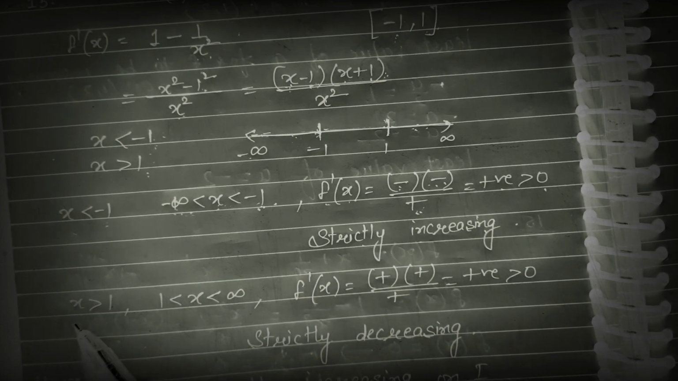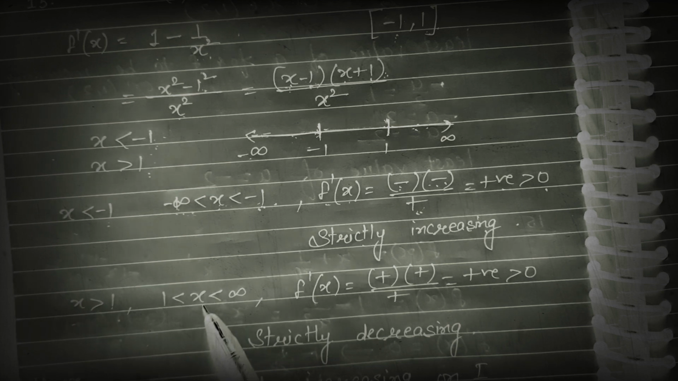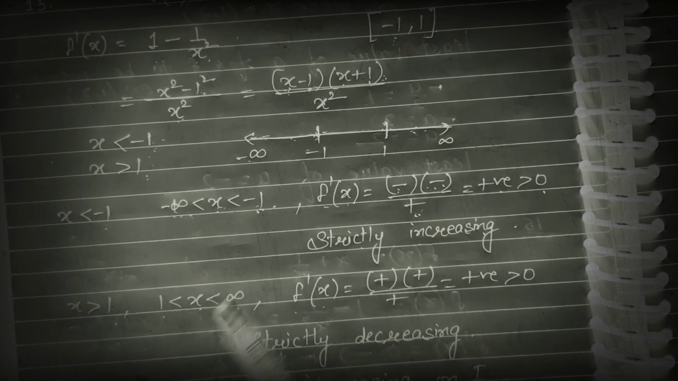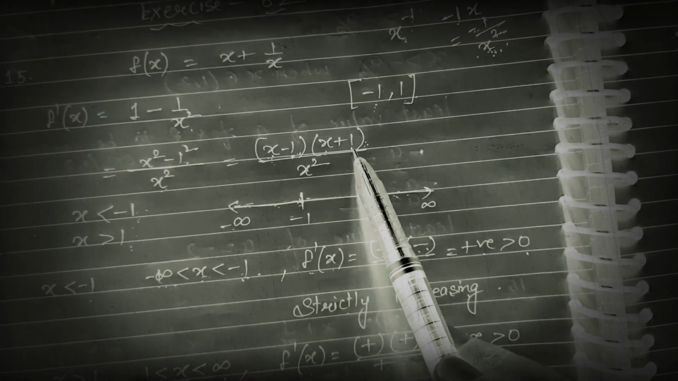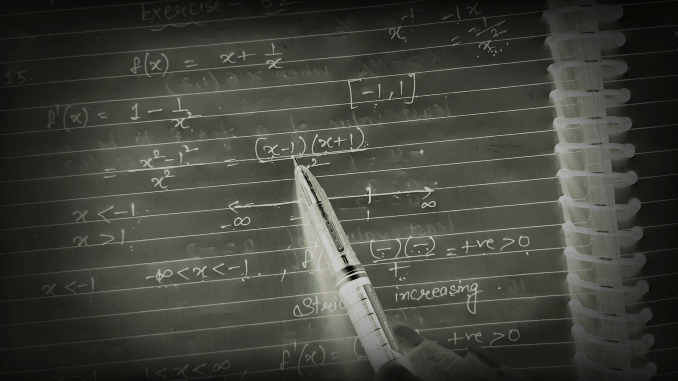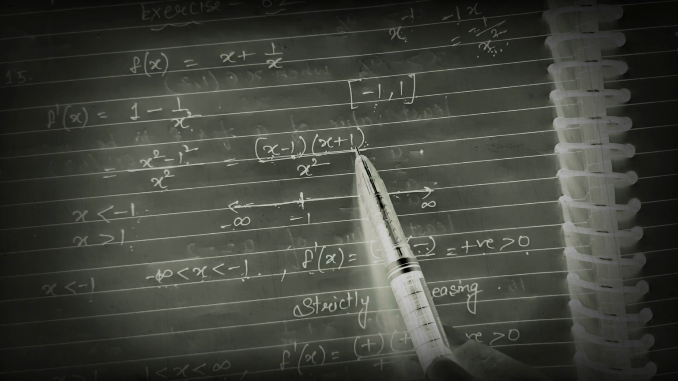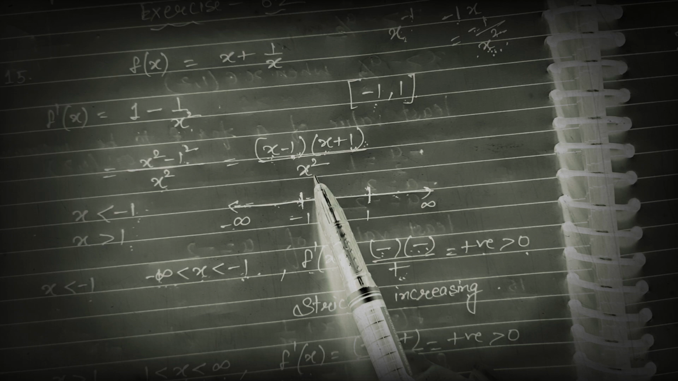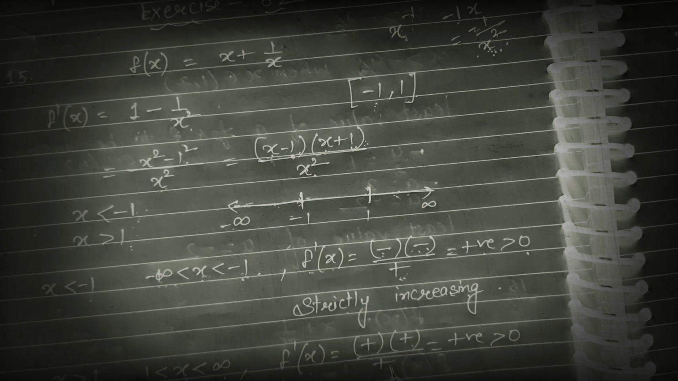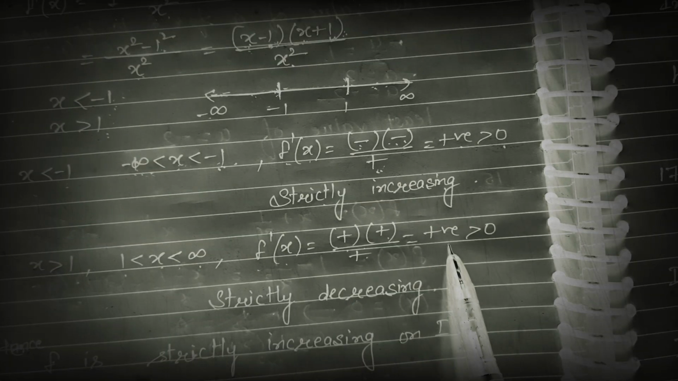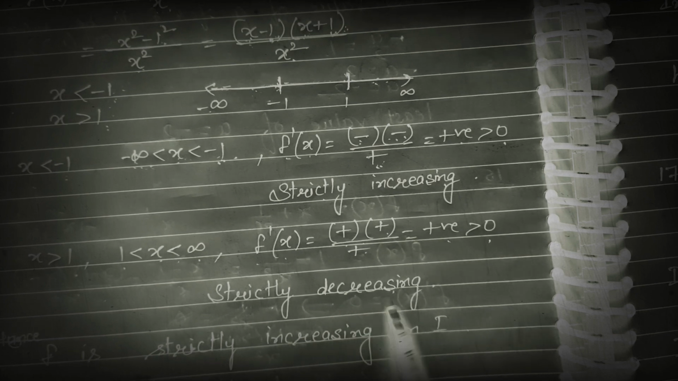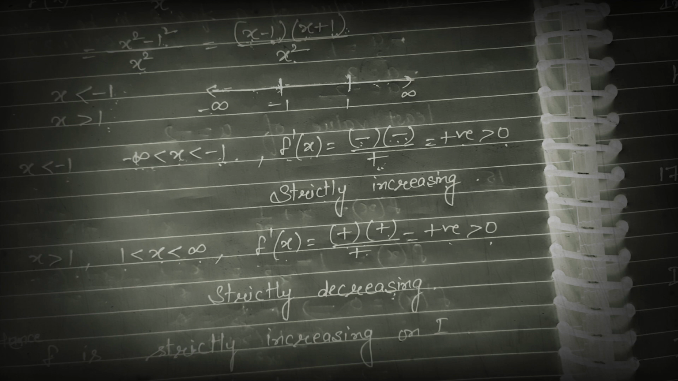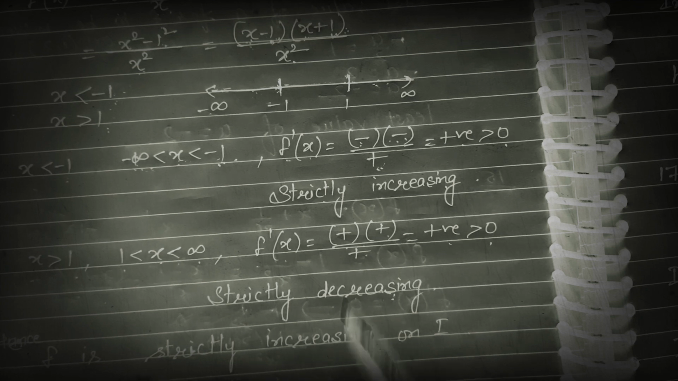Same if we take x greater than 1, then x lies between 1 and infinity. So for f'(x), if we take x greater than 1, suppose 2: 2 - 1 into 2 + 1. 2 - 1 is 1, positive. 2 + 1 is 3, positive. And 2² is also positive. So positive into positive upon positive is positive. So positive means greater than 0, so the function is strictly increasing.